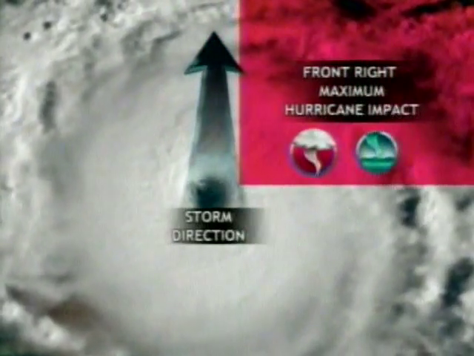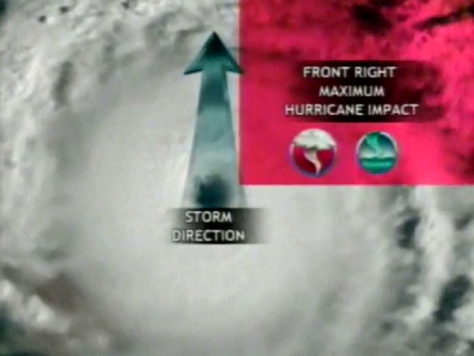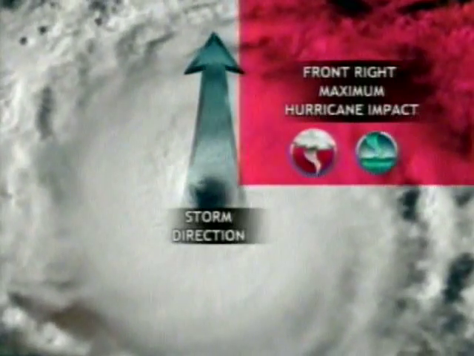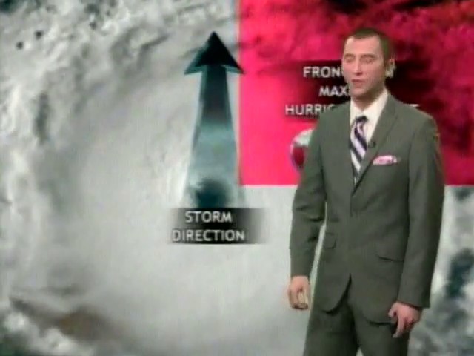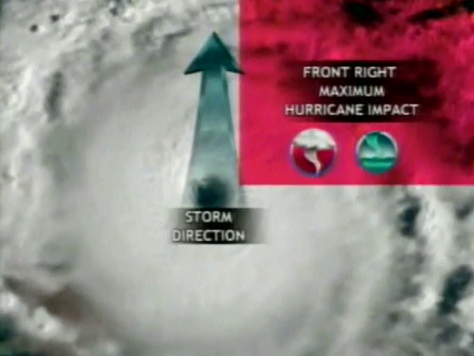Front right quadrant of the hurricane, the maximum hurricane impact. This is your strongest winds. And the funny thing is, hurricanes often produce tornadoes. Back in 2004, Hurricane Ivan produced 117 tornadoes. But this is where you're going to see your water spouts and your tornadoes.